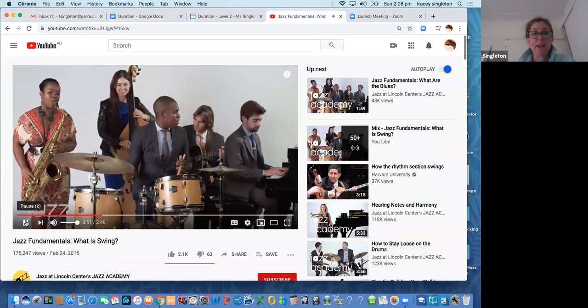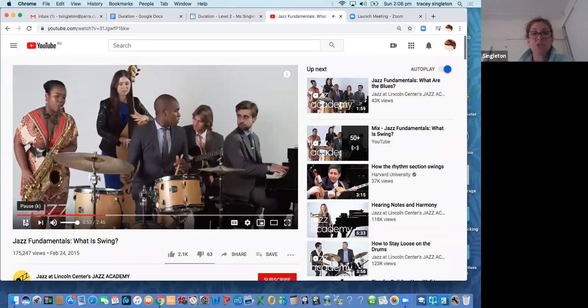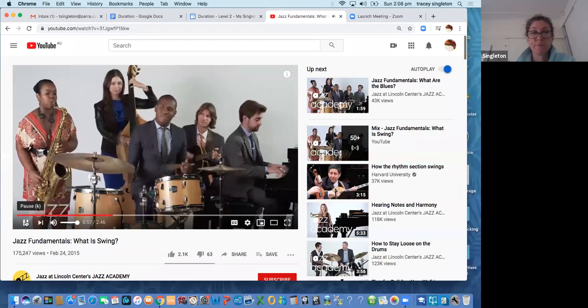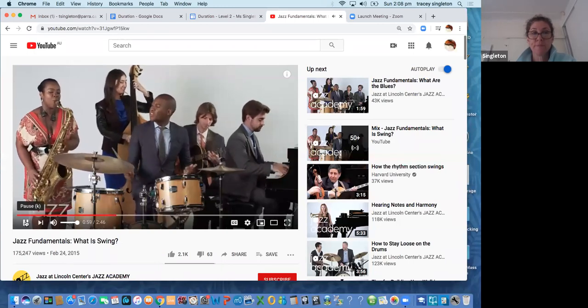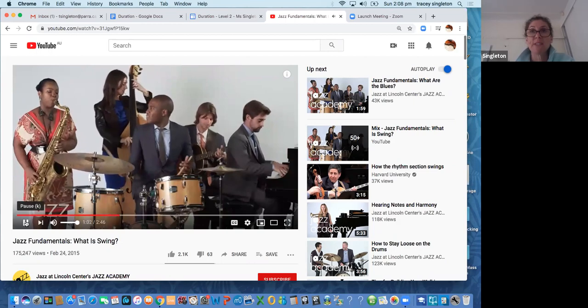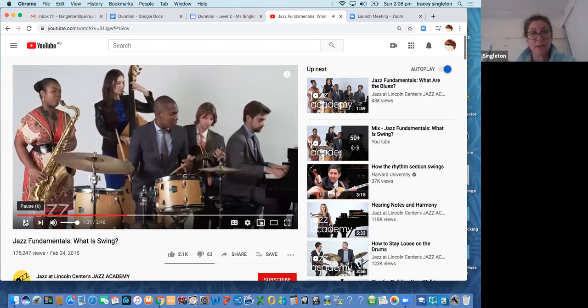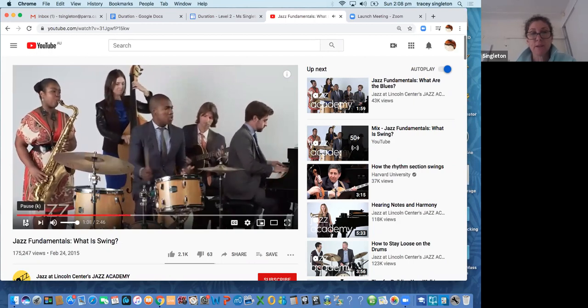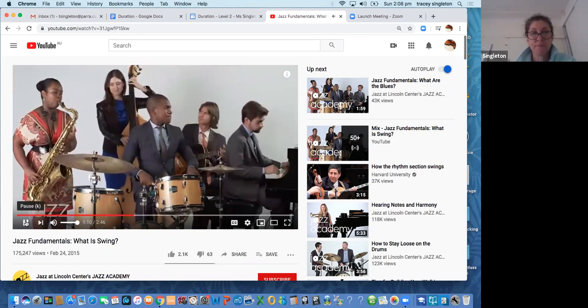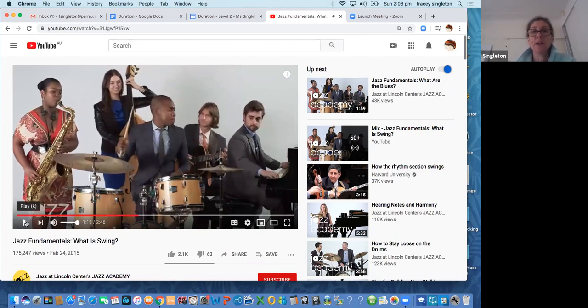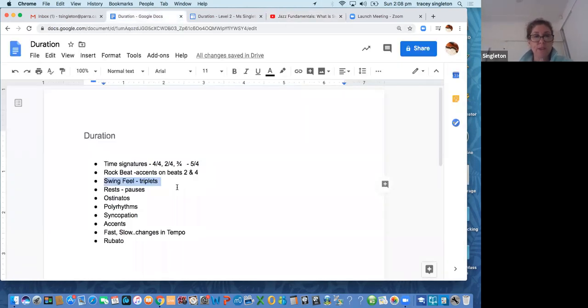So what he's playing on the crash is triplets. Even when she's playing on the saxophone, she is swinging the melody. Okay, it's got a triplet feel used in there. Lots of triplet feels, and that gives you that swing feel.